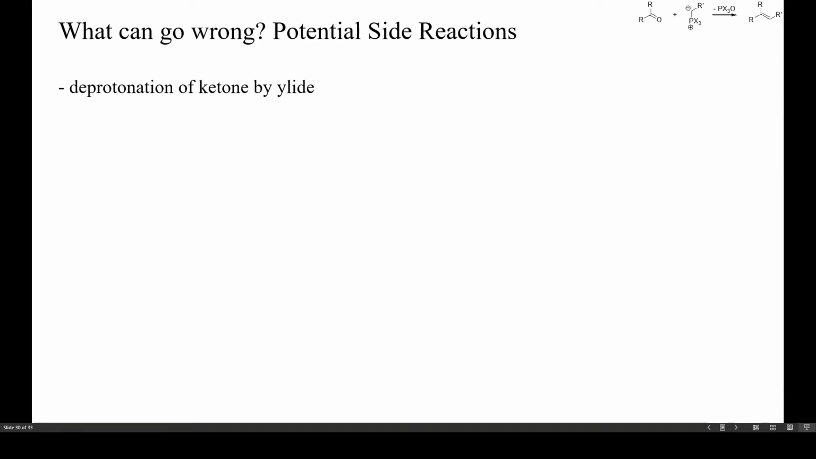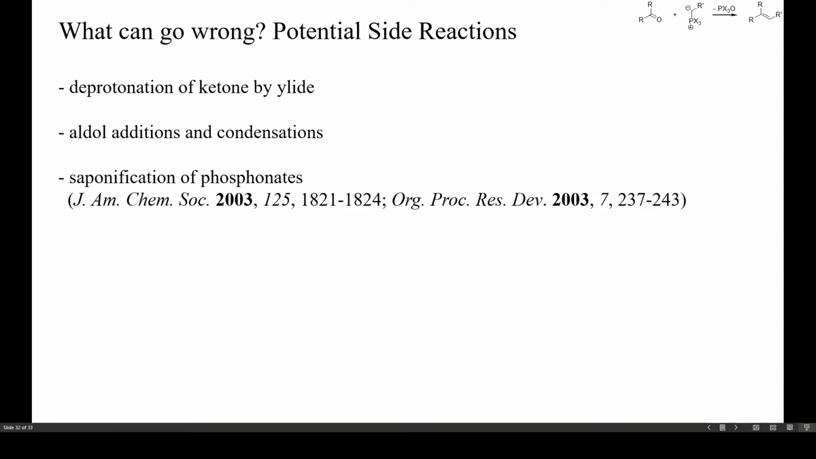This problem may be minimized by choosing an aprotic apolar solvent and by adding the ketone to the preformed ylide slowly at low temperature. Then, in the presence of strong bases, enolizable ketones may always undergo aldol additions and condensations. With alkoxides, hydroxide or other strong nucleophiles, phosphonates may also be saponified and lose their ability to olefinate ketones.